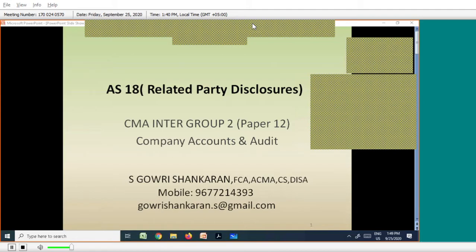AS 18 is applicable to independent financial statements and consolidated financial statements. So it is applicable to the holding company as well as the particular reporting company. Both companies, AS 18 is applicable. So the first point under that is related party.